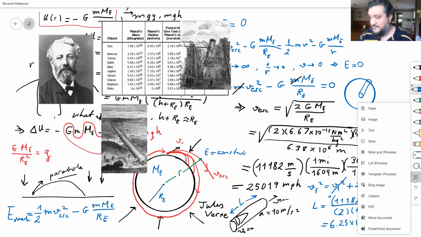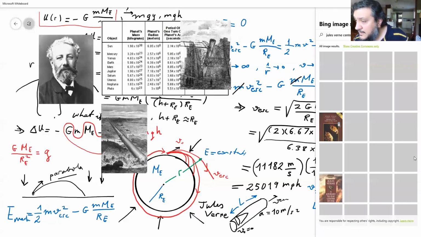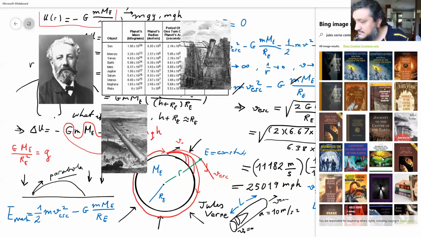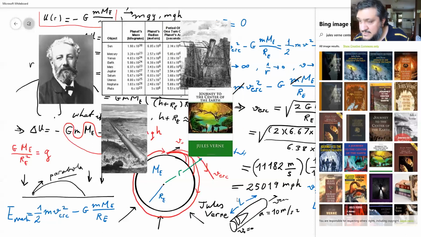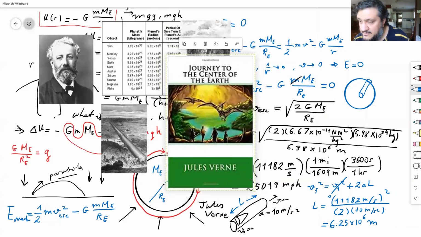So you have to check for another novel. Actually, Jules Verne did that too. Probably he wasn't even thinking about these calculations, but he wrote a book called Journey to the Center of the Earth. Apparently the center of the Earth had some large reptiles, prehistoric creatures.